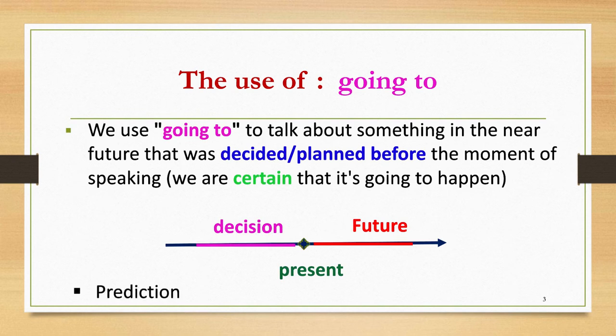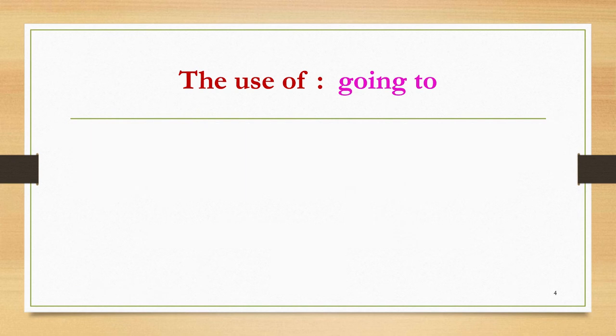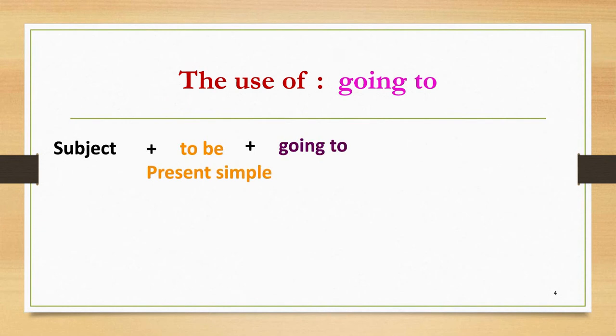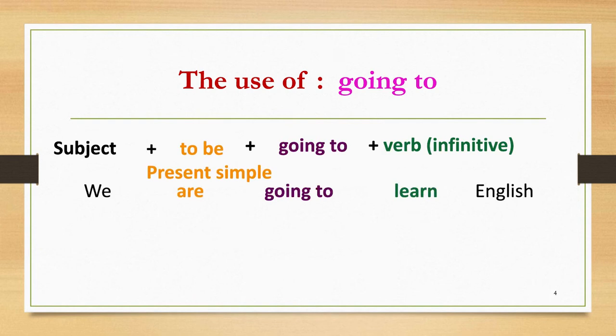We also use going to when we are talking about predictions. We will see examples of these uses, but let's first learn how to make sentences using going to. So we start with the subject. We use to be in the present simple. Then we add going to plus a verb at its infinitive form, then the rest of the sentence. Example: we are going to learn English.